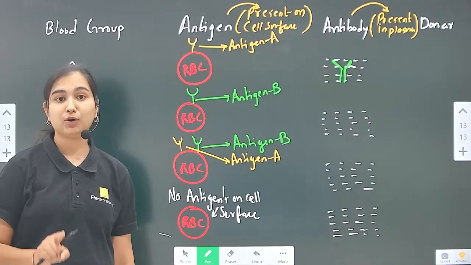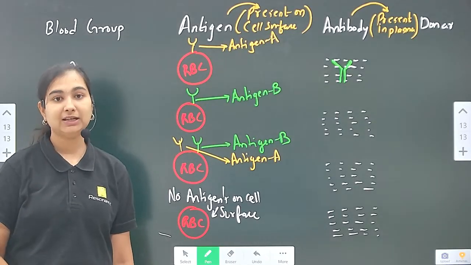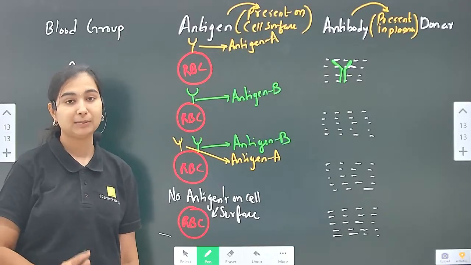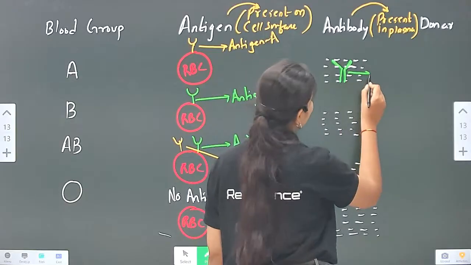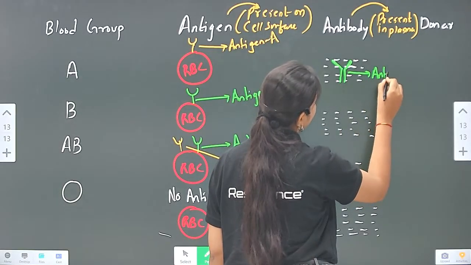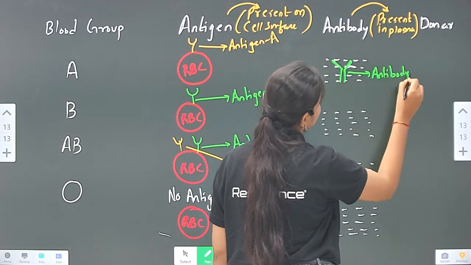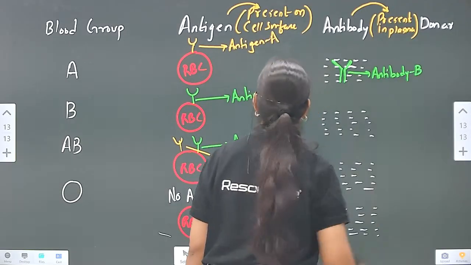If you have antibody A, at that time what will happen? At that time there would be clumping. There would be clumping of blood. Getting my point? Now what is this? This is the antibody A. This is antibody. You have the B there.